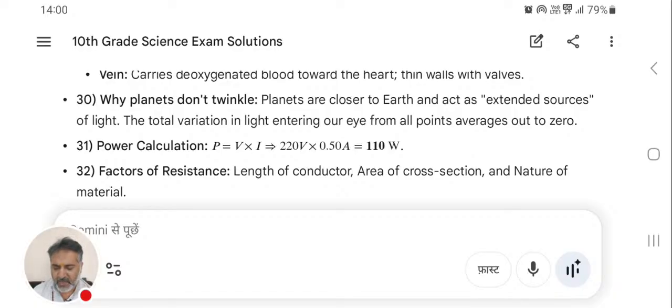31. An electric bulb is connected to a 220 volt generator that carries 0.5 ampere. What is the power of the bulb? So P is equal to V into I is equal to 220 into 0.50 is equal to 110. These are repeatedly asked questions.